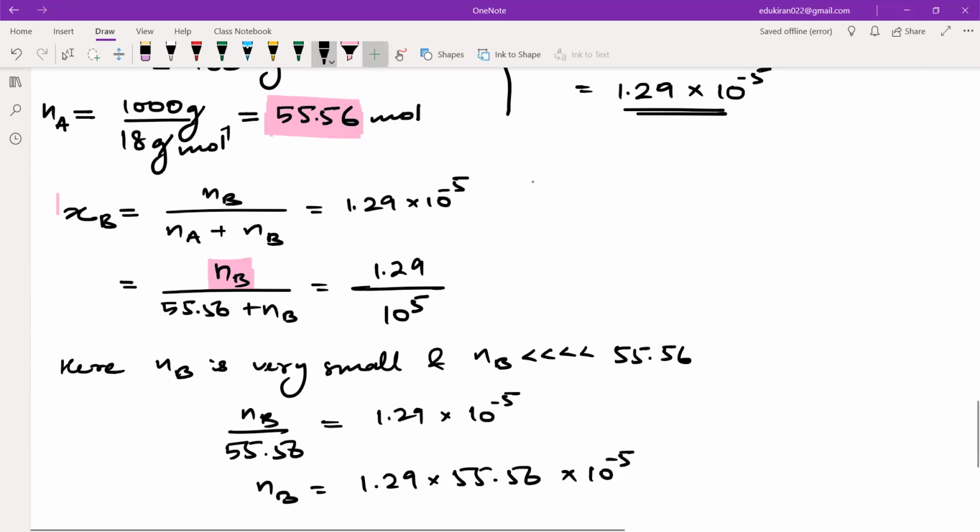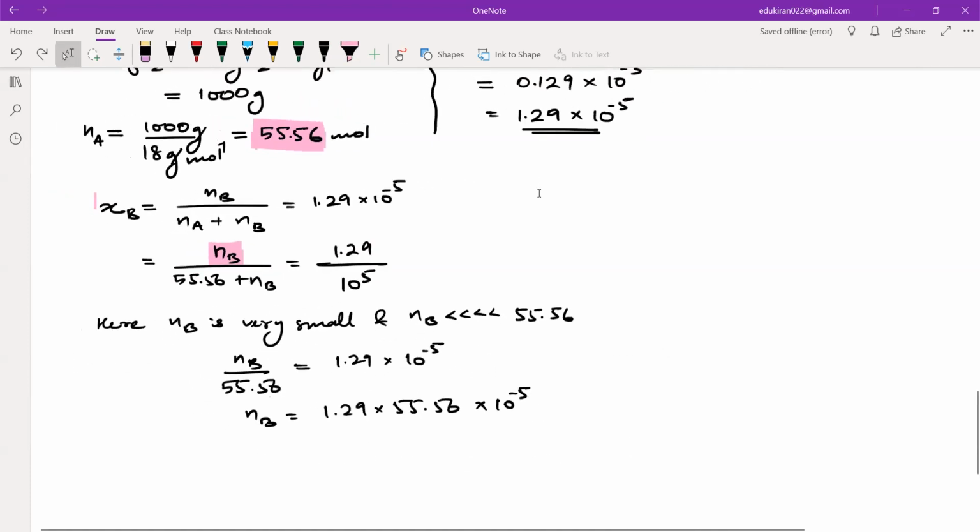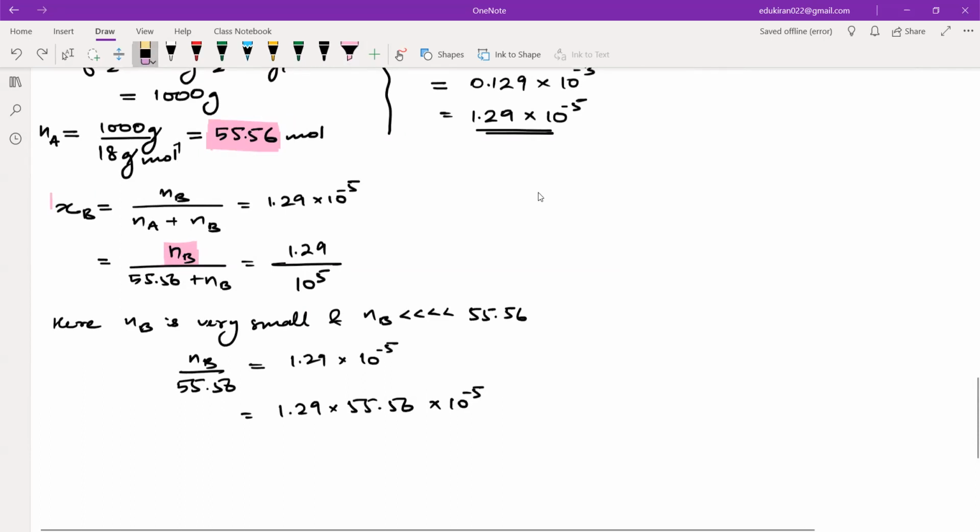ठीक है? अच्छा, please tell me, is there anyone who has doubt कि ये NB को आपने क्यों नहीं neglect किया sir? You have only neglected the NB from the denominator, why not from the numerator? किसी को doubt है? No. Okay, fine. So please write this down. Send the answer in chat. What will be the value for NB?